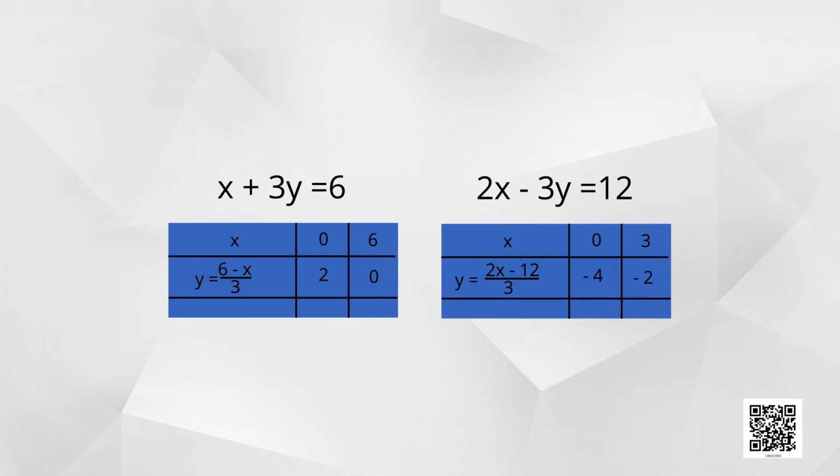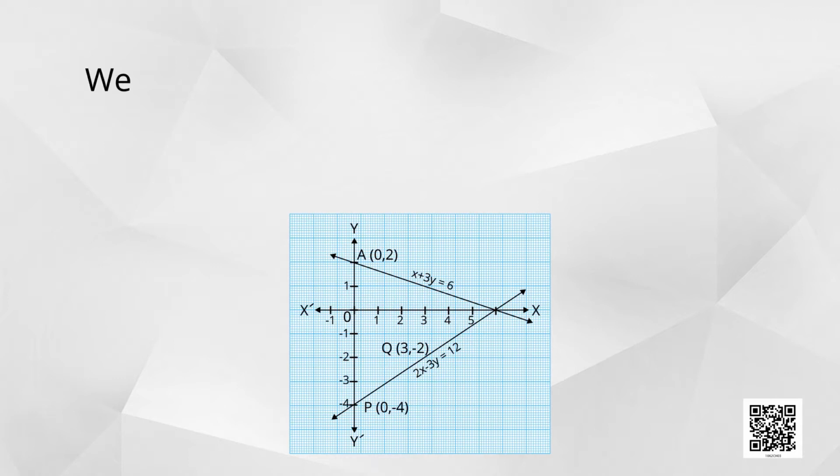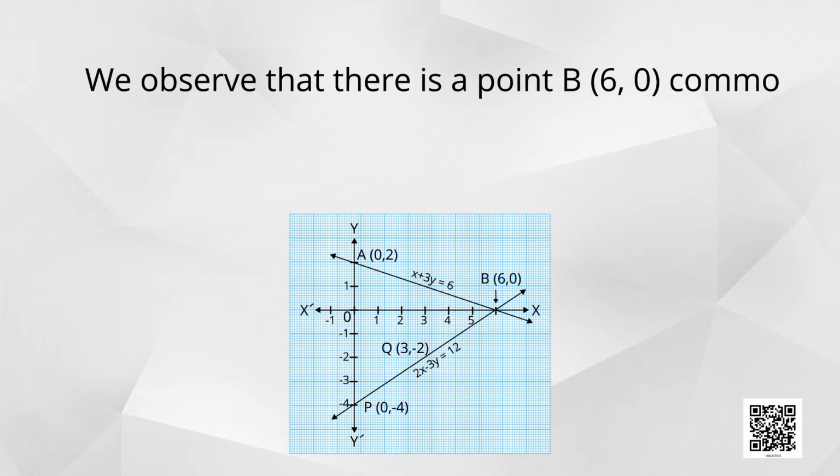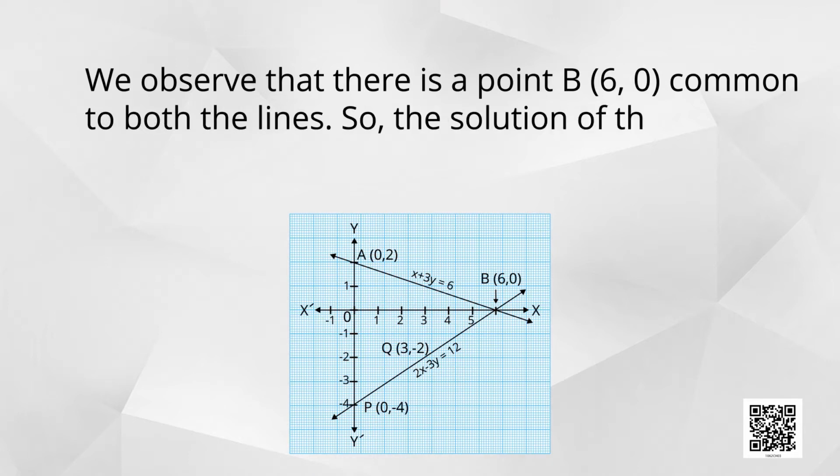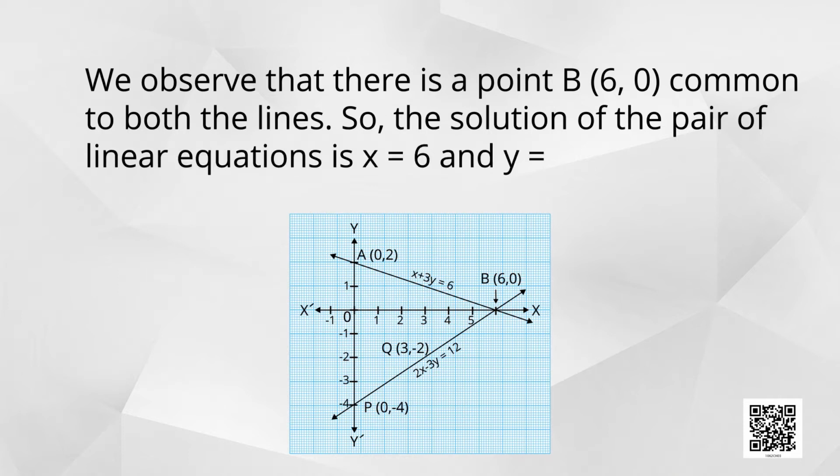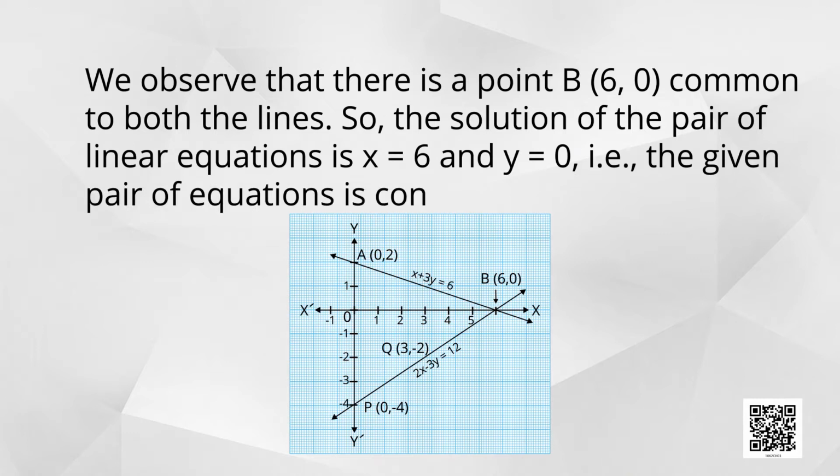Let us plot these points on the graph paper and join the points to form the lines. We observe that there is a point (6, 0) common to both the lines. So, the solution of the pair of linear equations is x = 6 and y = 0. That is, the given pair of equations is consistent.